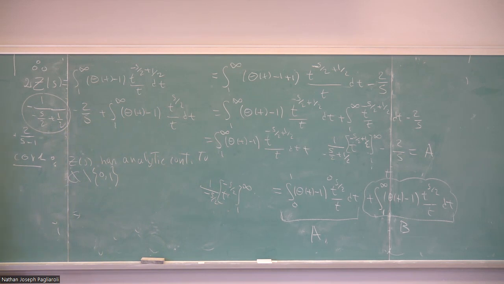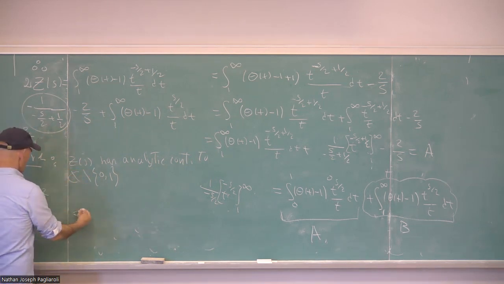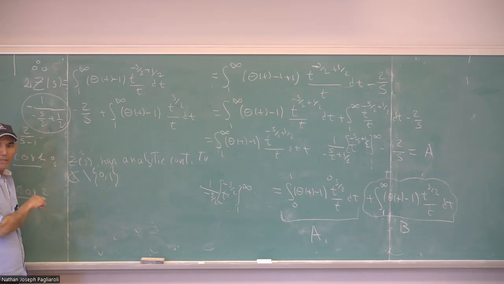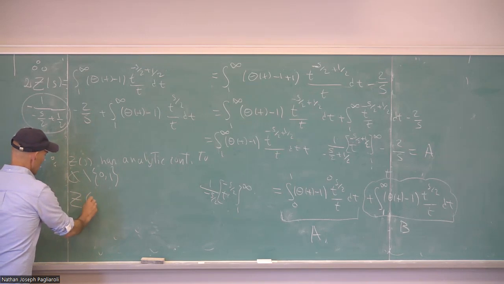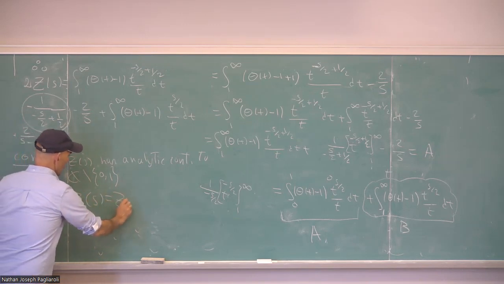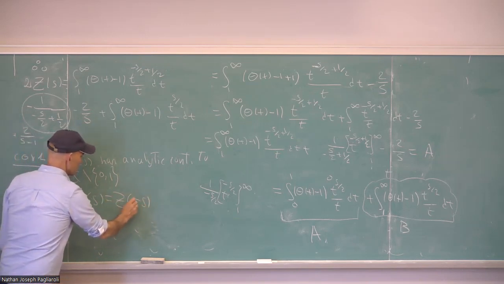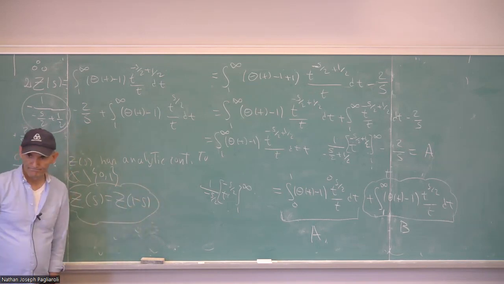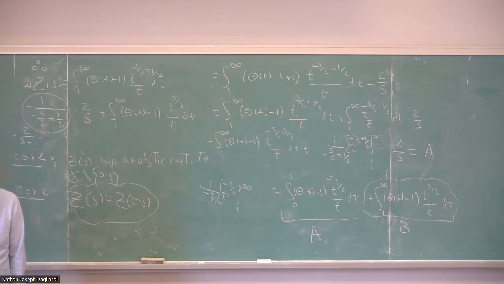Now, the second corollary will give us more than analytic continuation, and it is even more amazing. This function is symmetric under the change of s to 1 minus s: Z of s equals Z of 1 minus s. Let's see why.